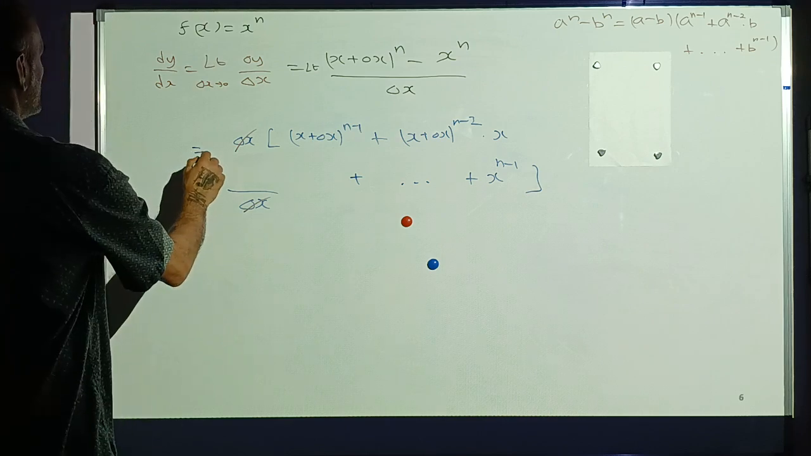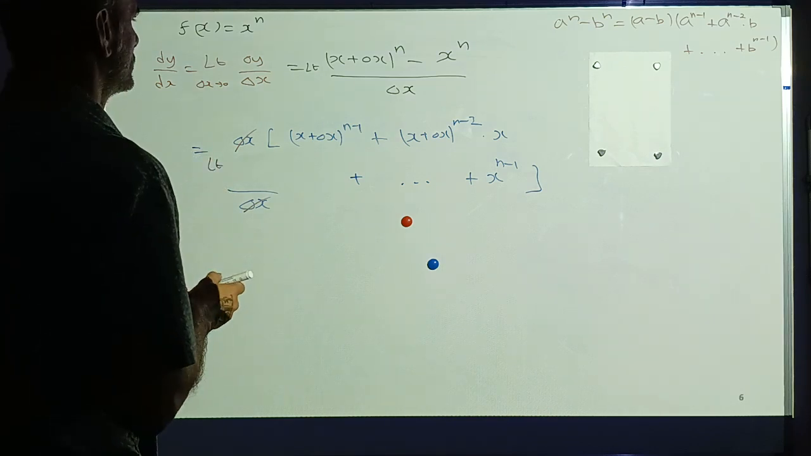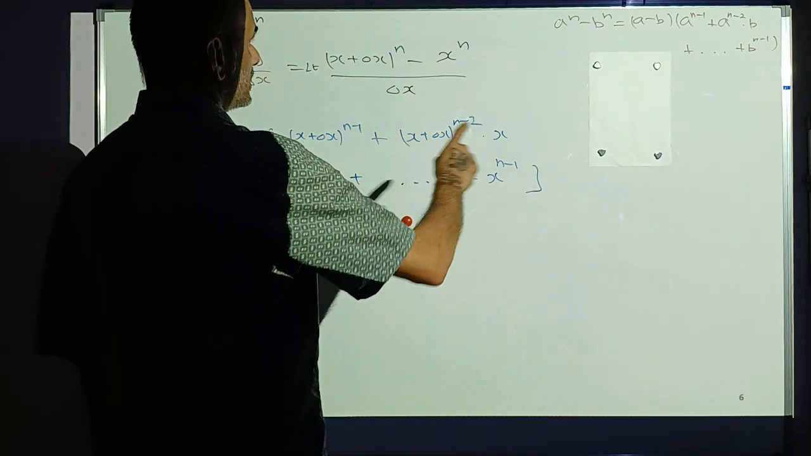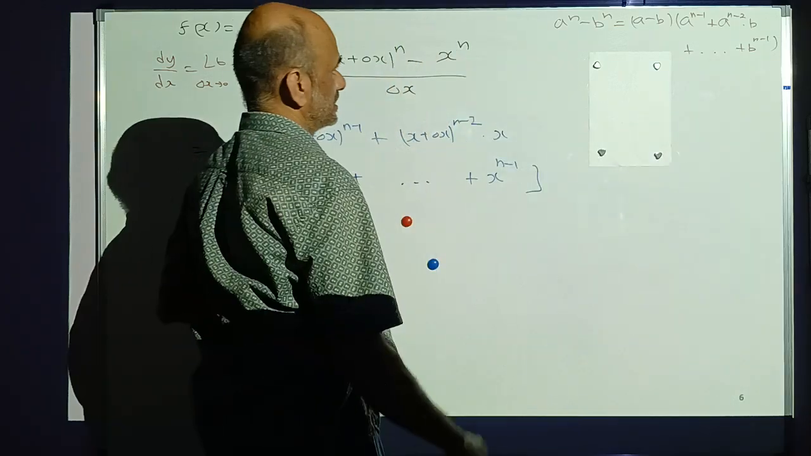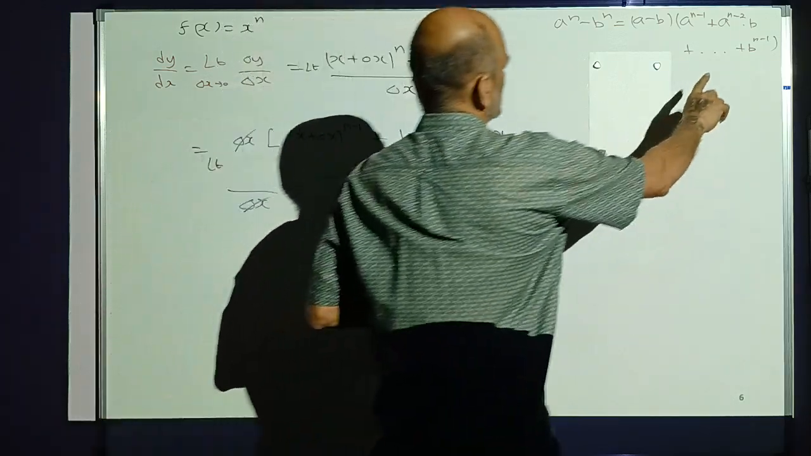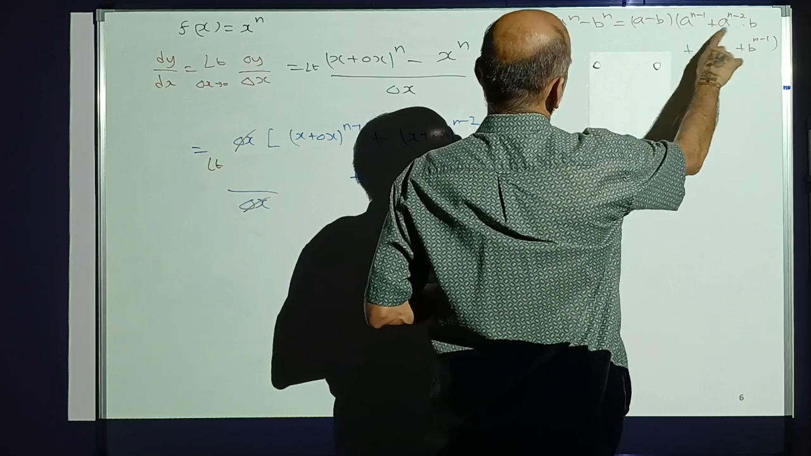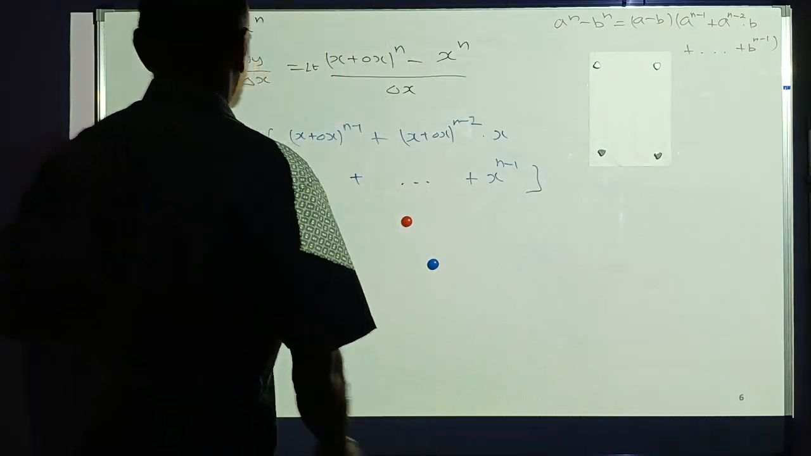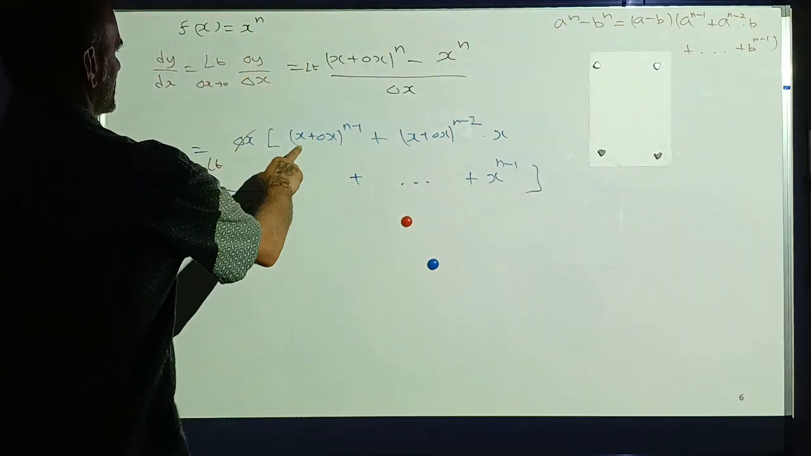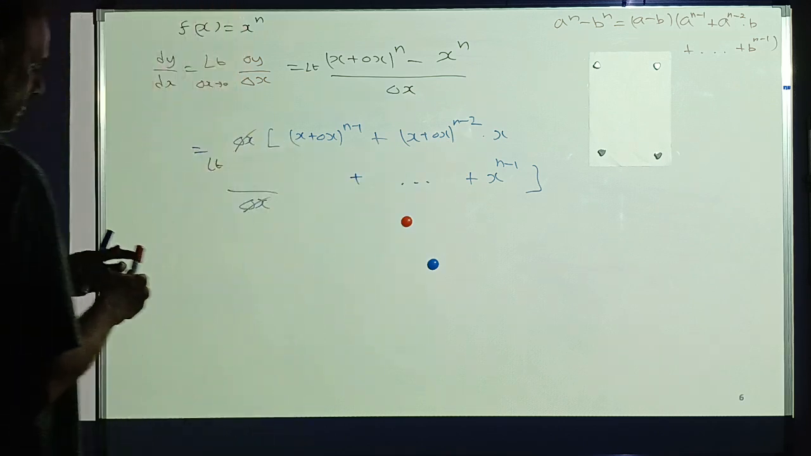So in this you have to put the limit as delta x tends to 0. So here there are, sorry, n terms: b raised to the power 0, 1 up to n minus 1. So it is 0, 1 up to n minus 1, n terms. So in this we put delta x equal to 0. Each term will be x raised to the power n minus 1.